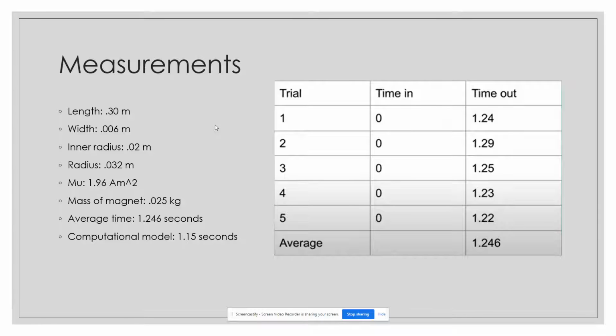The average time that I recorded for the magnet to fall was 1.246 seconds. However, in the computational model, it was a little bit faster at 1.15 seconds. And I did it 5 times to get this average time, and you can see that data to the right.